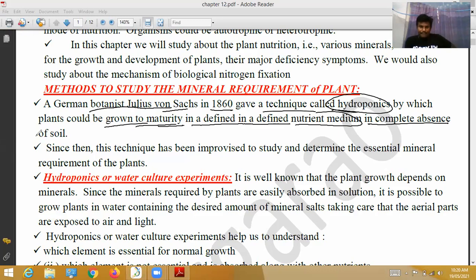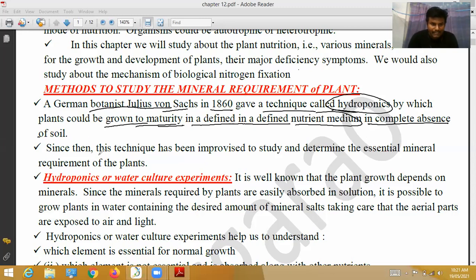In complete absence of soil, the plants are grown and matured. So soil won't be there. Instead of soil, they provide a liquid medium. In that liquid medium, plants grow and show maturity. That is called hydroponics. That is the technique of hydroponics.